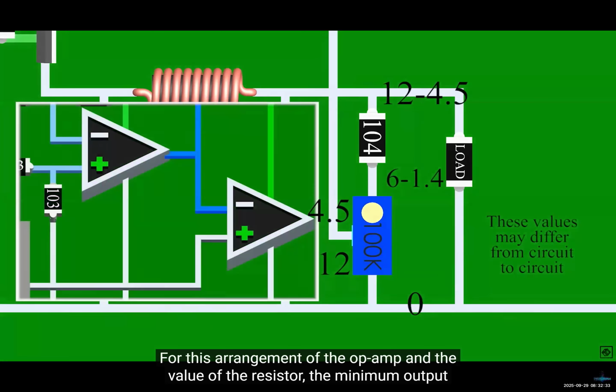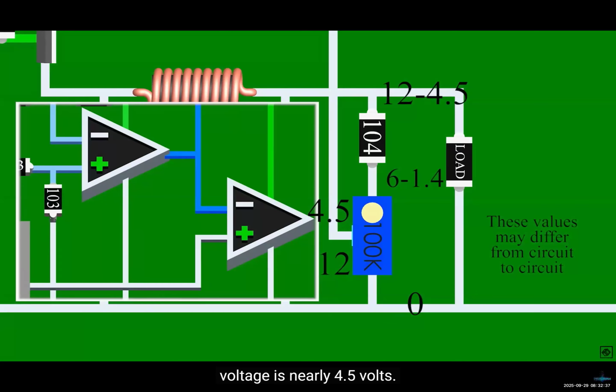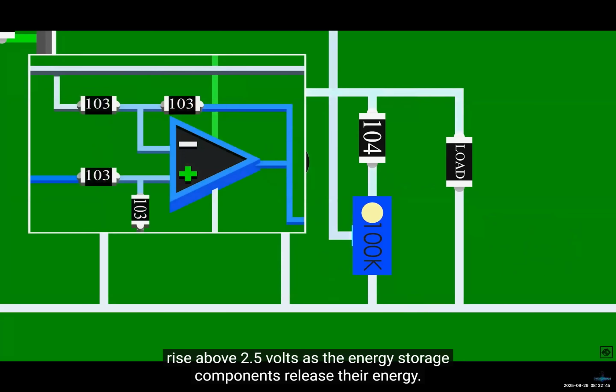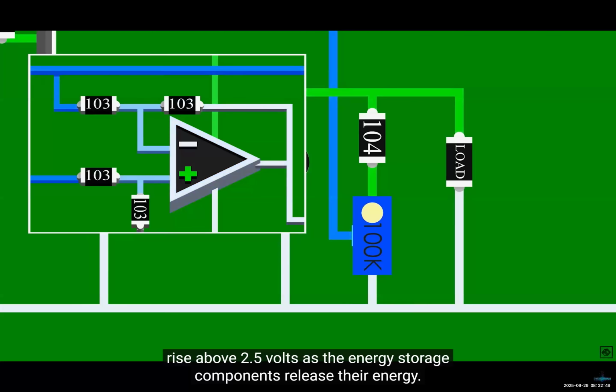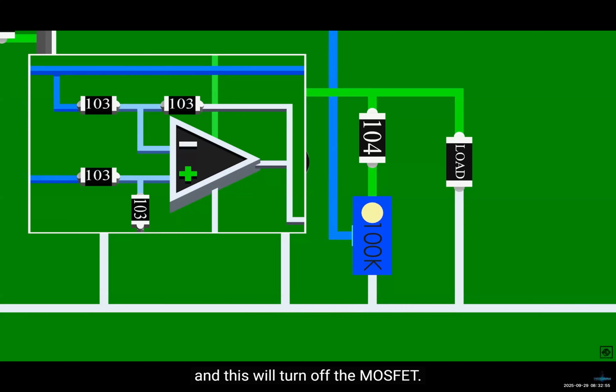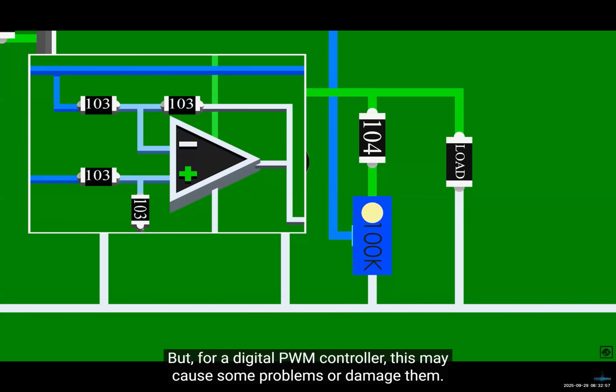For this arrangement of the op-amp and the value of the resistor, the minimum output voltage is nearly 4.5 volts. For these values, if the load is reduced by a large amount, the reference voltage may rise above 2.5 volts as the energy storage components release their energy. This isn't an issue with this analog circuit, as the error amplifier will output 0 volts and this will turn off the MOSFET. But for a digital PWM controller, this may cause some problems or damage them.